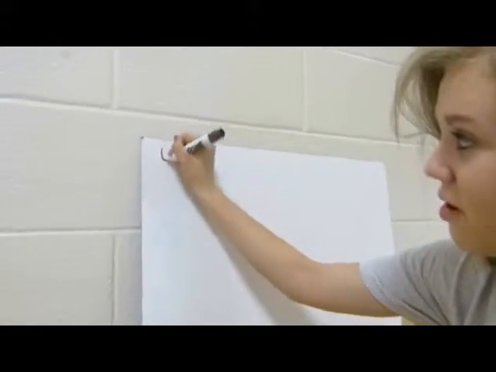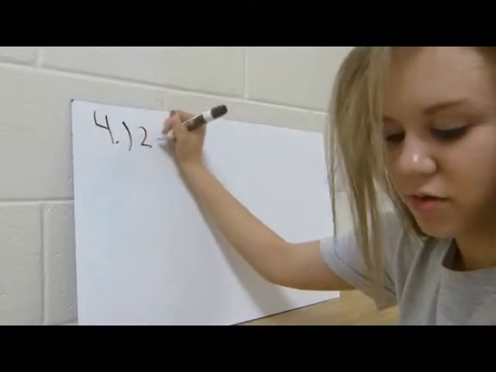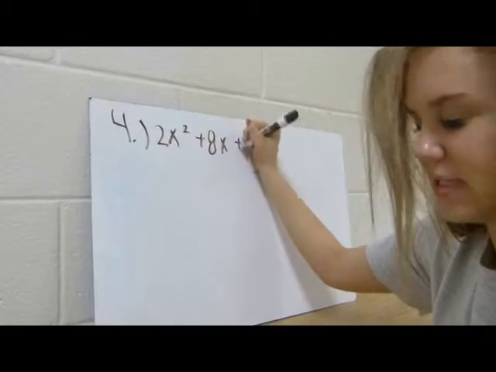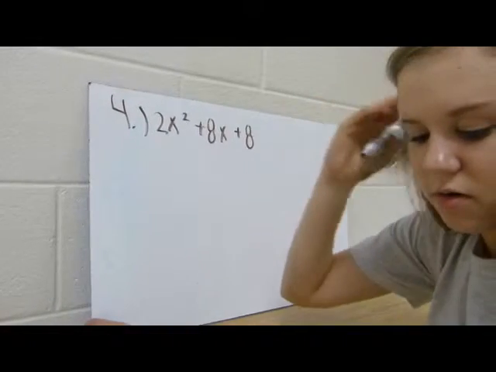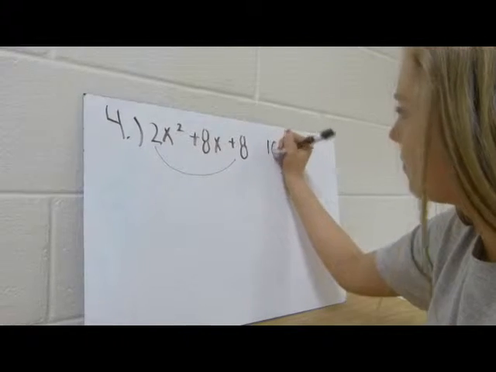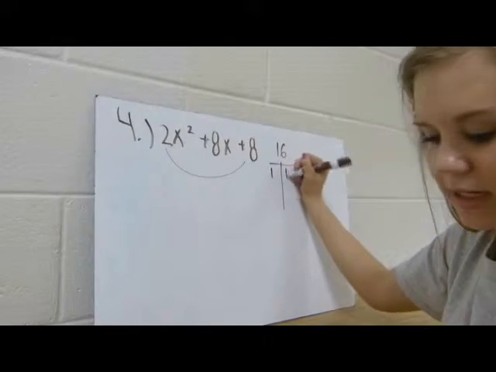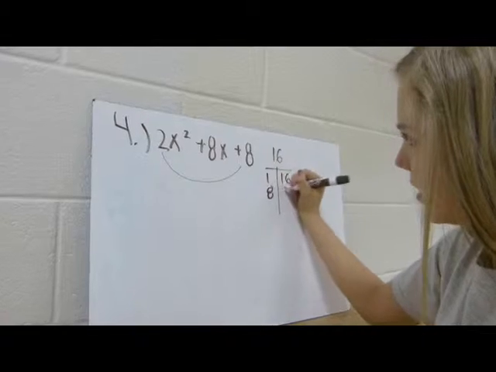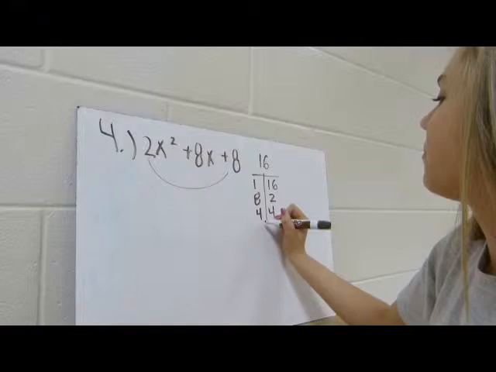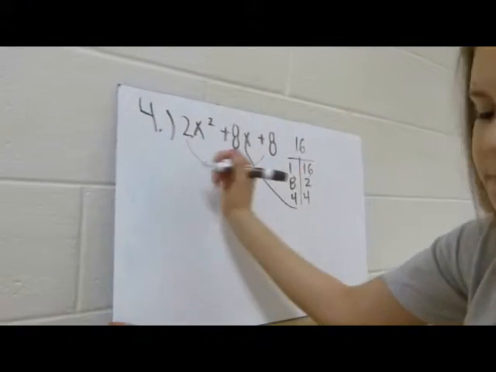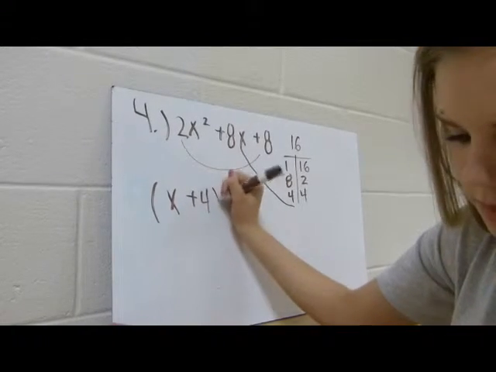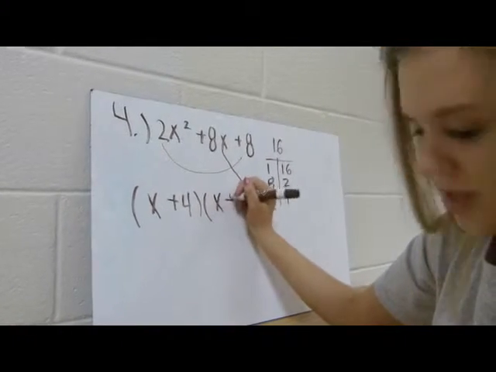The equation for number 4 is 2x squared plus 8x plus 8. For this one, when you multiply these together, you get 16. So you get 1 and 16, 8 and 2, and 4 and 4. And 4 and 4 add up to the B term. So you get x plus 4, and then x plus 4.